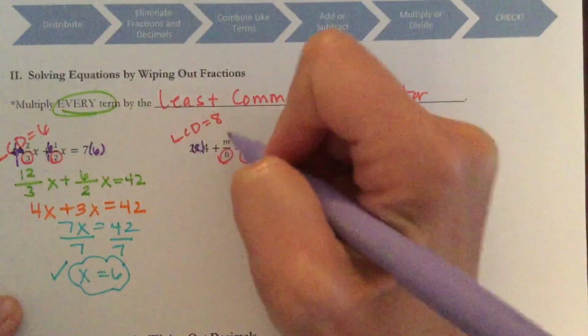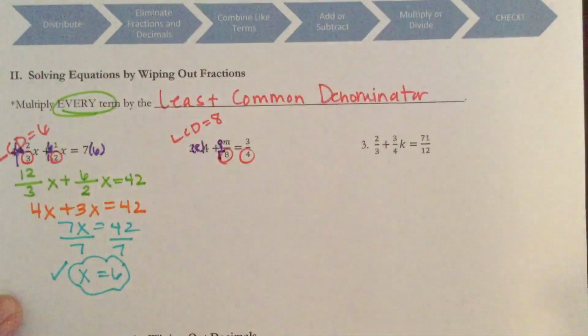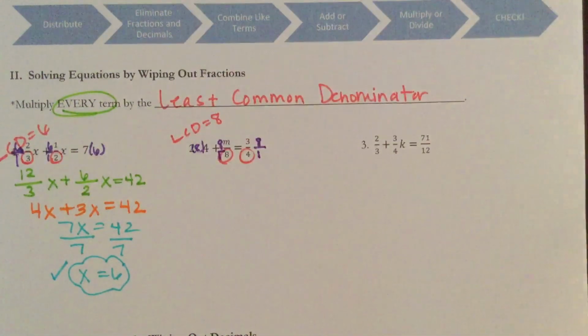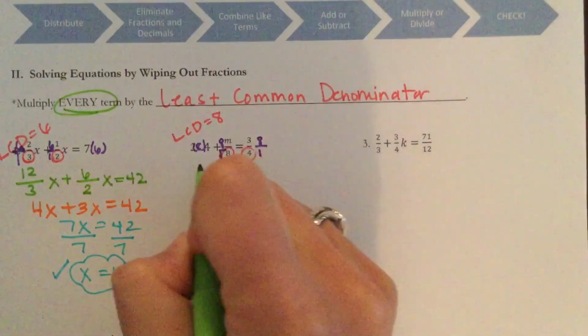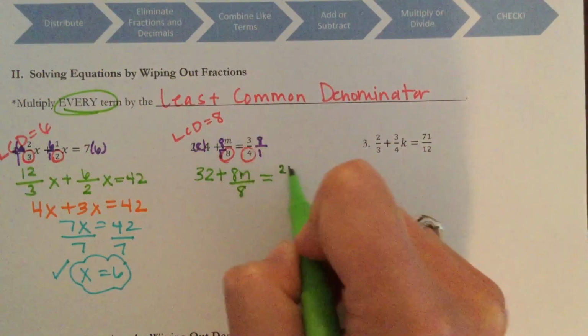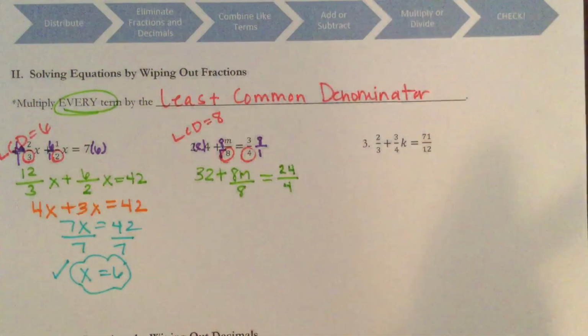I have a second term here, m over 8, so that's going to get multiplied by 8. And remember, I can make that 8 over 1. And then finally, my last term here, 3 over 4, is also going to get multiplied by 8 over 1. All right, multiplying through, 4 times 8 gives us 32. Put down the plus sign. 8 times m in the numerator gives me 8m, and 1 times 8 in the denominator gives us 8. And then finally, we are equal to 3 times 8 is 24 over 4 times 1 is 4.